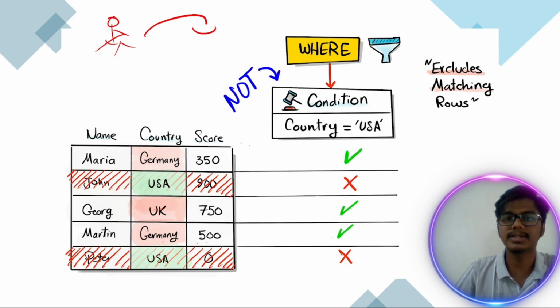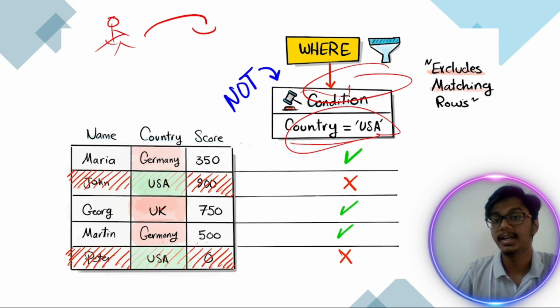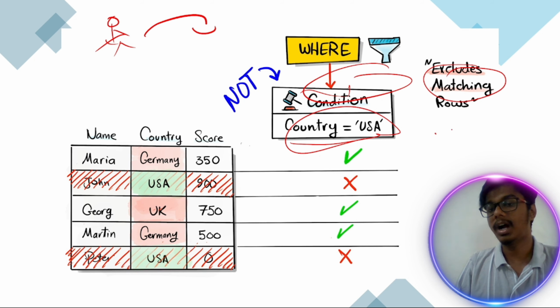I want to query some results based on a condition, and the condition is where the country is not USA, where NOT the country is equal to USA. I just want to exclude the matching rows. This is where the country is not equal to.